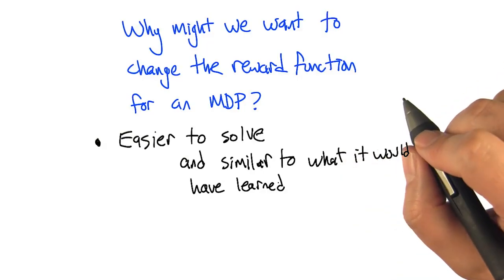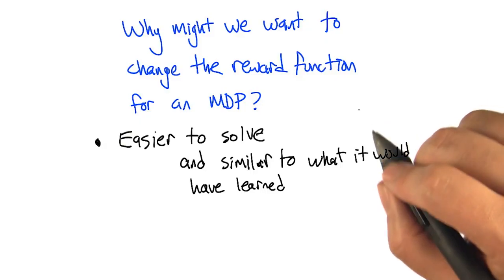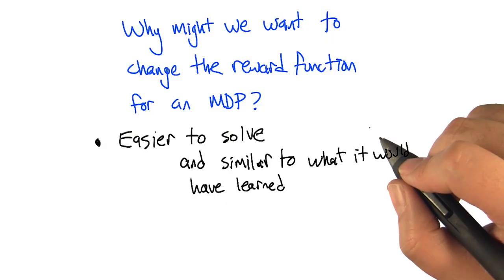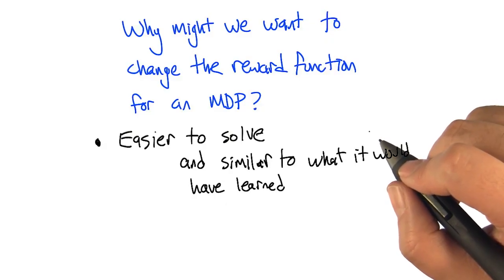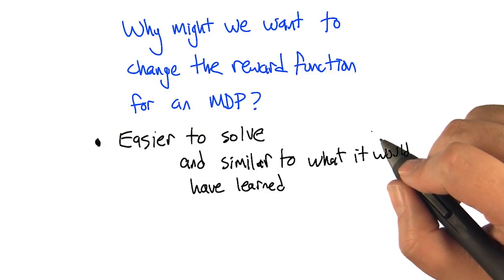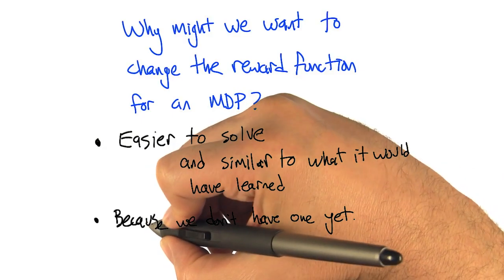But it does invite a question. Maybe we don't want to get into a philosophical discussion here, but where did the reward function come from in the first place? I think the way you pose this question suggests that there's a true original reward function. That's a good question. So why might we want to change the reward function? Because we don't have one yet. Right. I think that's a really good point, and you're right.